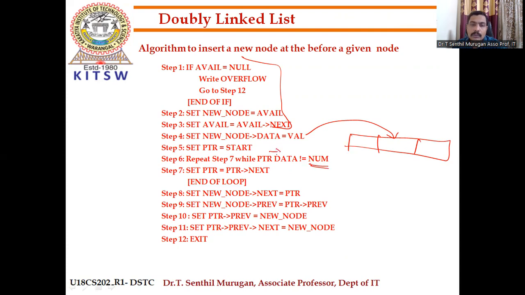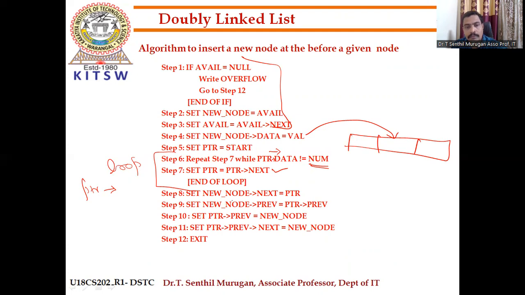While PTR of data is not equal to num, the pointer will move with PTR next. So these two steps are a loop statement, so that PTR will reach the current position, whatever value we are given, up to that node. Before that node, we are inserting the new node.